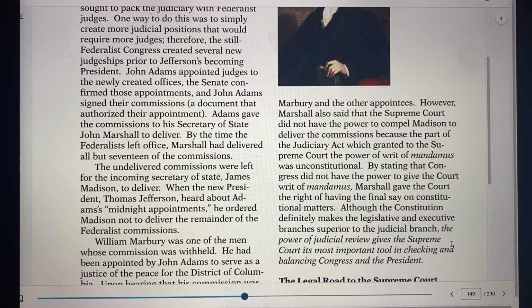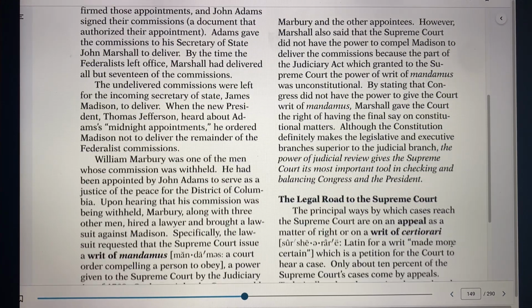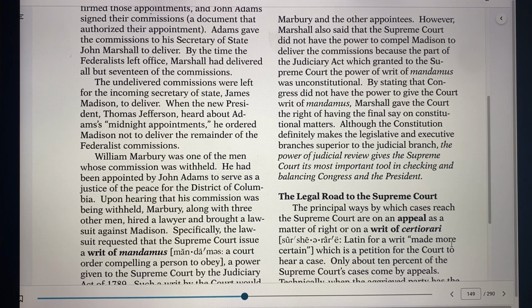By stating that Congress did not have the power to give the writ of mandamus, Marshall gave the court the right of having the final say on constitutional matters. So he said a writ of mandamus is unconstitutional. And so the power of judicial review was that he had declared it unconstitutional. It gives the Supreme Court its most important tool in checking and balancing Congress: to declare if a law is unconstitutional. It's kind of a long story, but that's how judicial review came to be. The power of judicial review gives the Supreme Court its most important tool in checking and balancing Congress and the president. Judicial review is the Supreme Court's most important job. So remember that, judicial review.